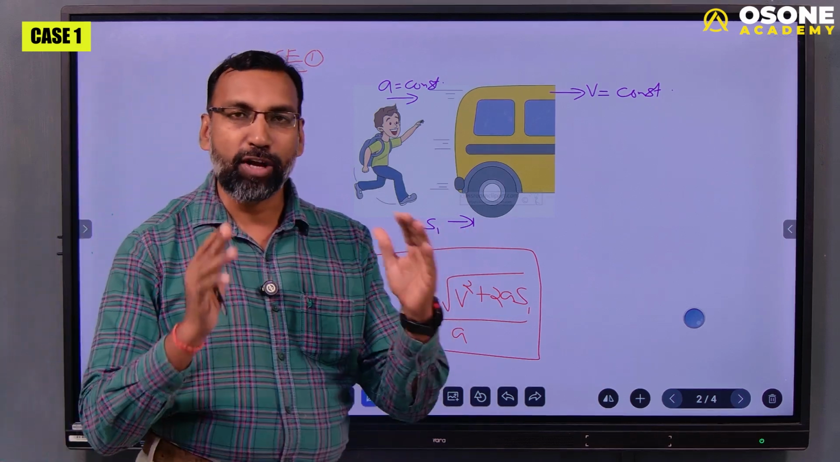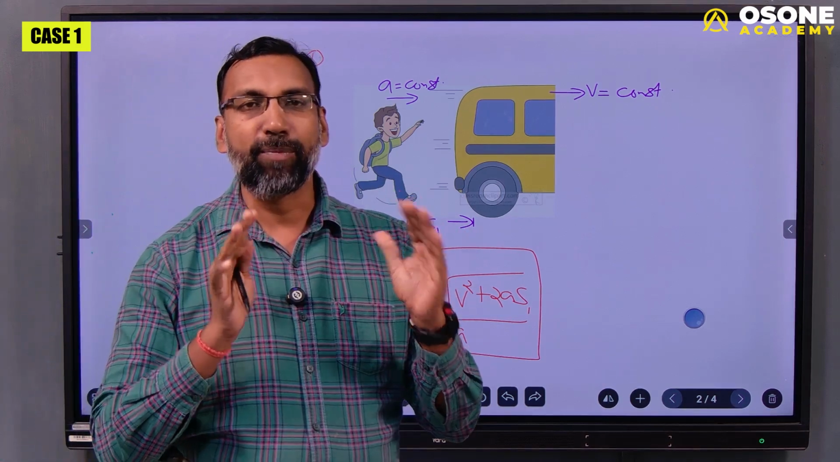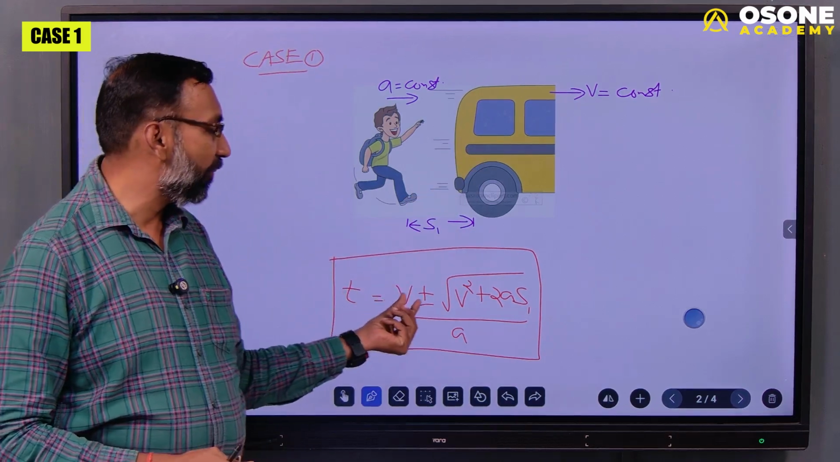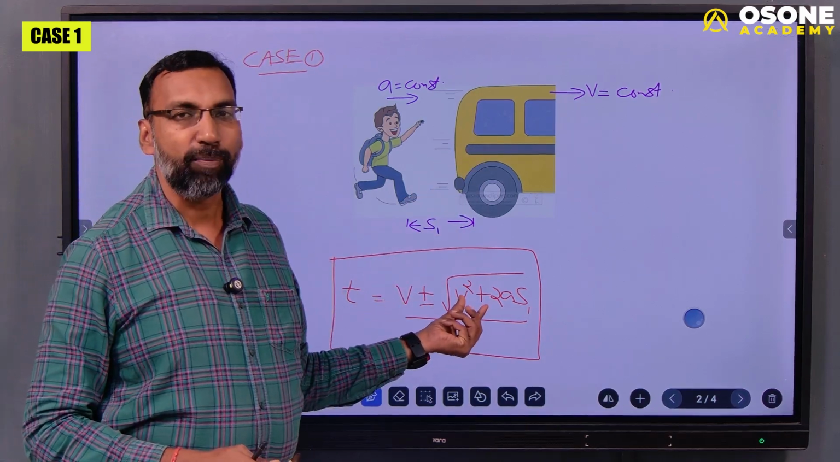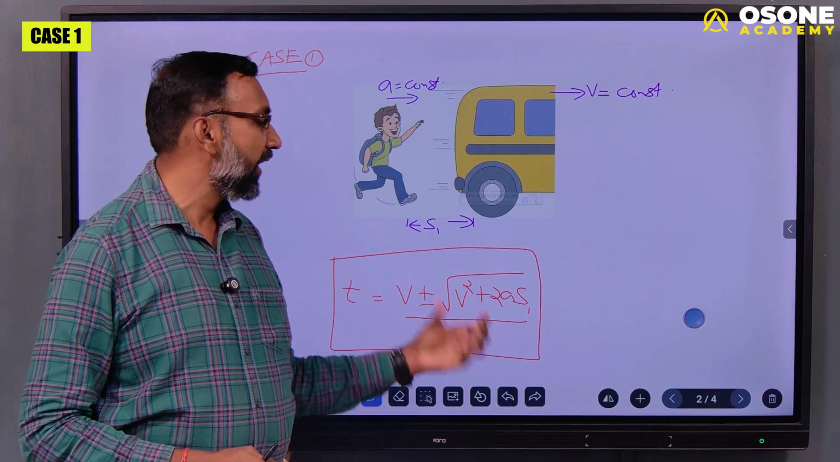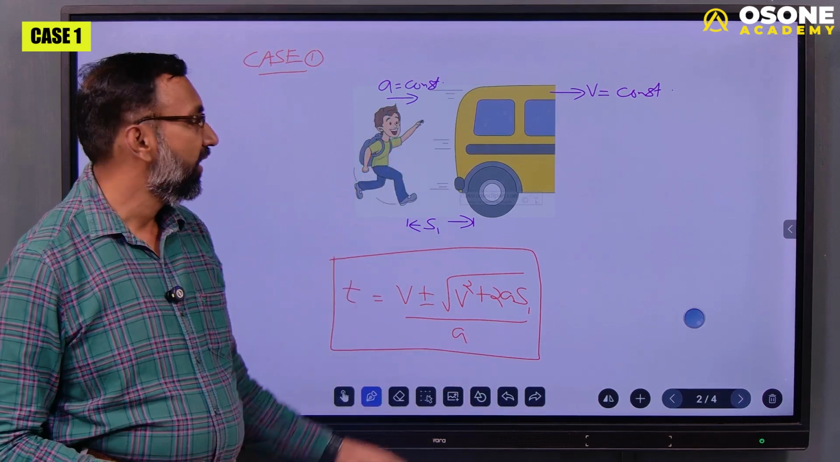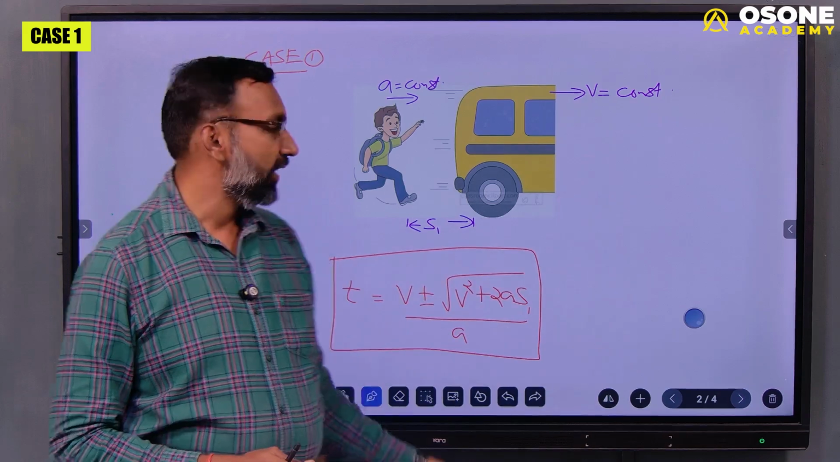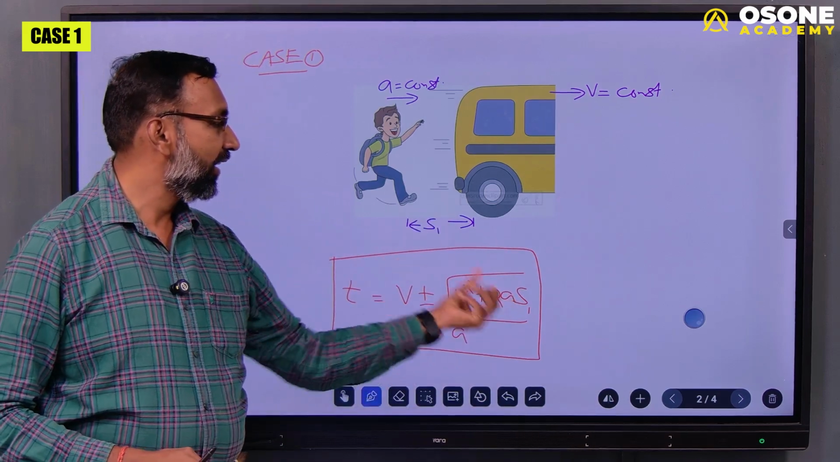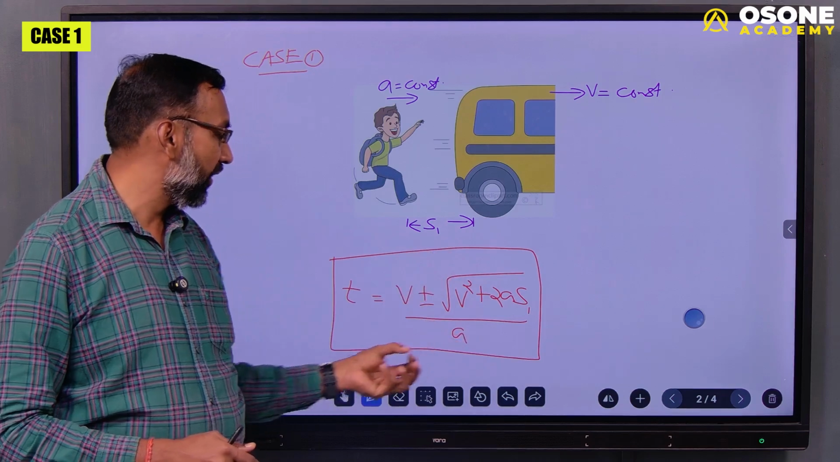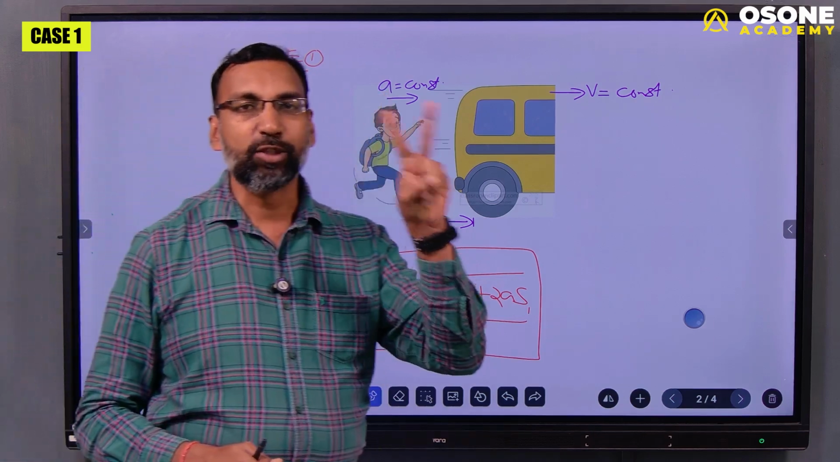Now the formula for the time taken by the man to catch the bus is given by T equals V plus or minus root of V squared plus 2AS1, divided by A. Here A is the acceleration of the man, V is the velocity of the bus, and S1 is the initial separation between the man and the bus. Solve this equation and find two values of T.